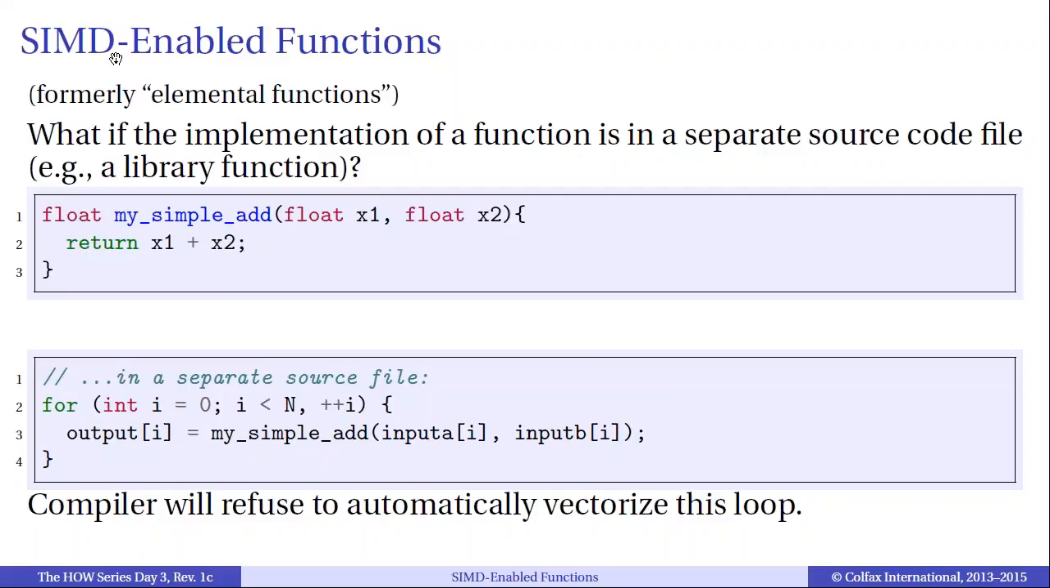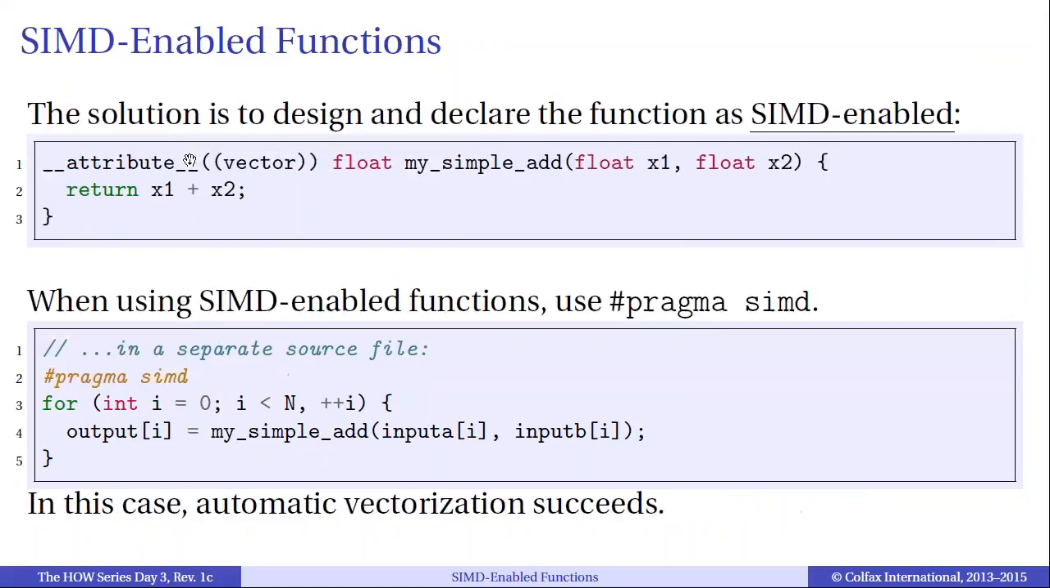So this can be done through SIMD-enabled functions. To make a function SIMD-enabled, you have to warn the compiler when you are building the library that this function may be used in a data parallel context. You can do it using an Intel proprietary syntax, attribute vector, or, as I will show later, the cross-platform standard in OpenMP 4 for doing the same. This attribute vector tells the function that it may be used in a data parallel context.